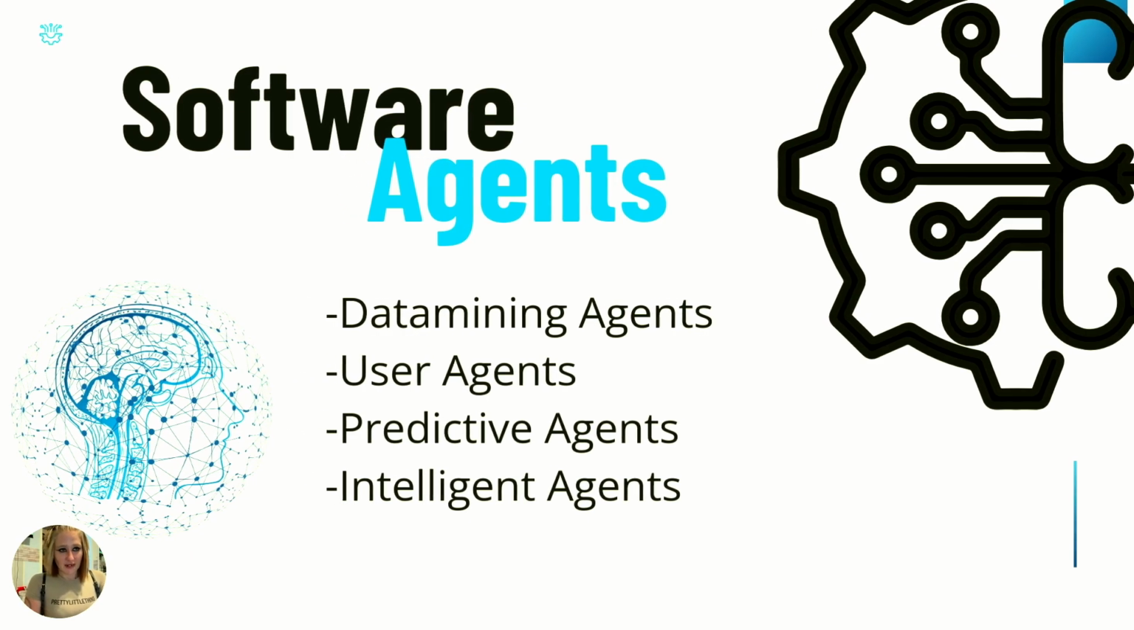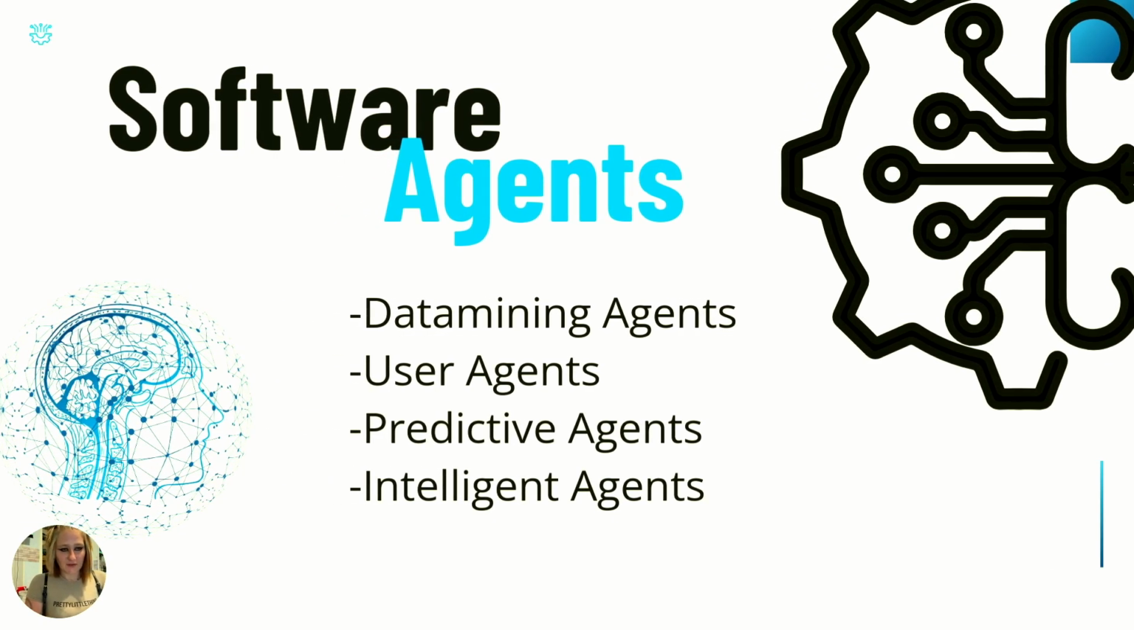Software agents: data mining agents, user agents, predictive agents, and intelligent agents. To speak more on data mining agents, these agents are designed to sift through large data sets and collected data looking for patterns and useful information. With machine learning, it's collecting a vast amount of data and looking for patterns to kind of program itself, so to speak, to make it custom to the user experience.